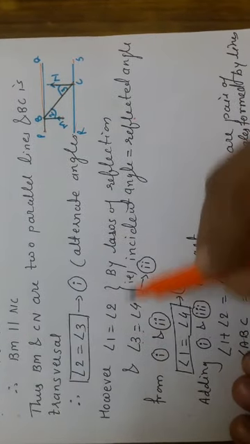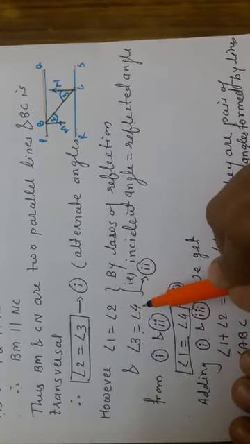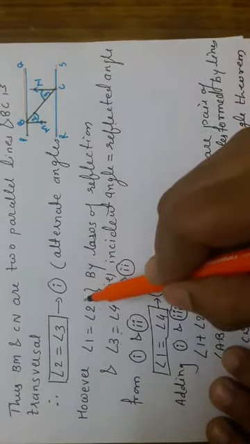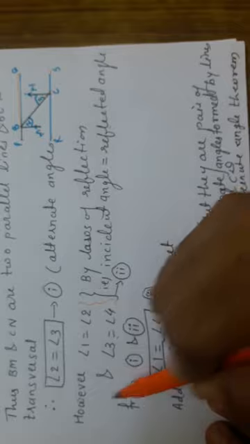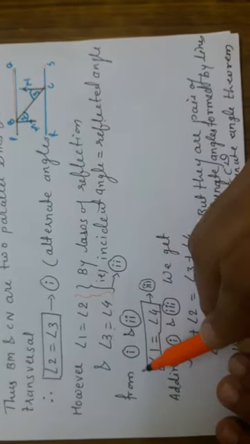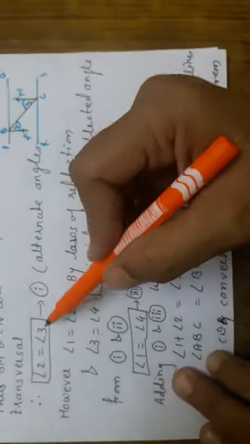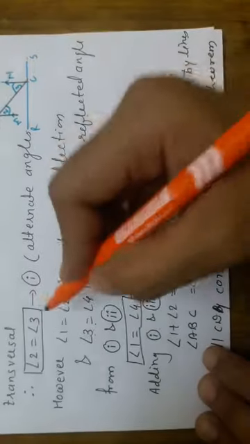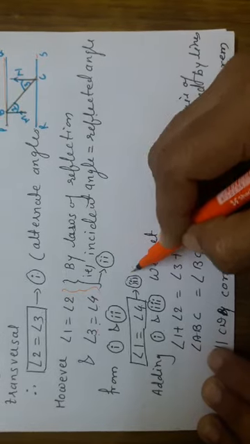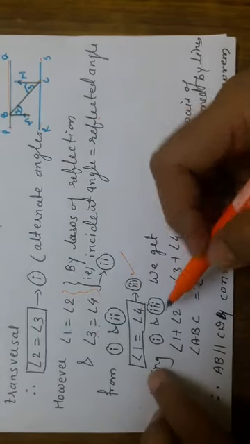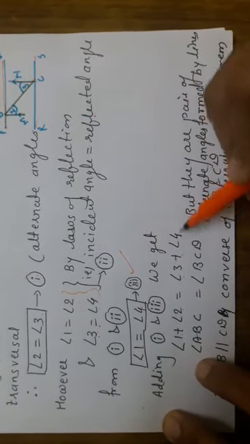However, we know very well by the laws of reflection, angle 1 is equal to angle 2, angle 3 is equal to angle 4. So when we equate these, 1 is equal to 2, 2 is equal to 3 and 3 is equal to 4, meaning all four angles are equal to each other. From 1 and 2, in place of 2 I will write 1, and in place of 3 I will write 4. When I do the addition, left to left and right to right, angle 1 plus 2 is equal to angle 3 plus 4.